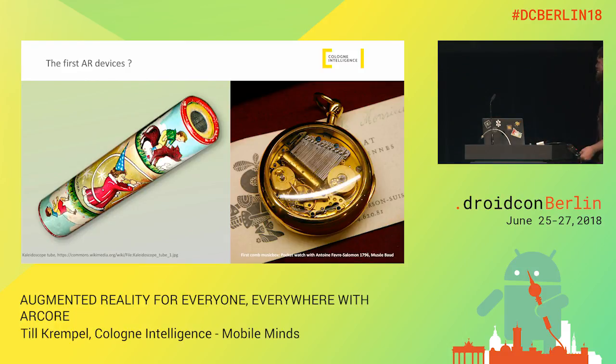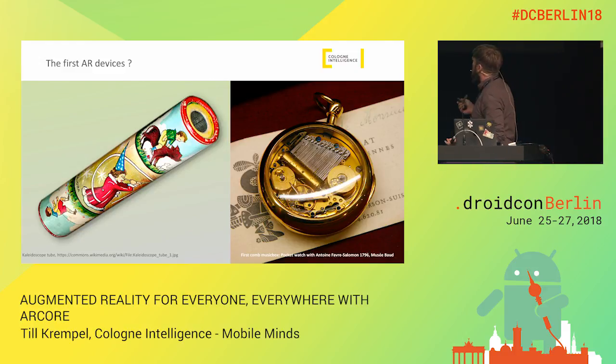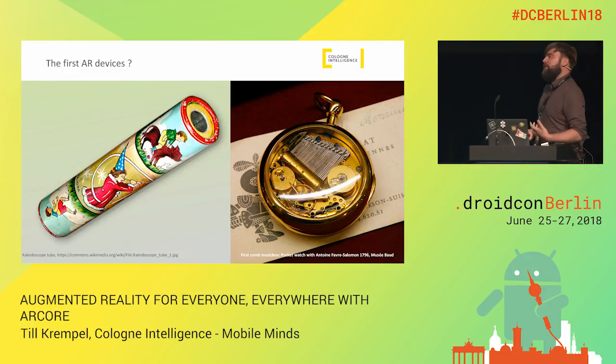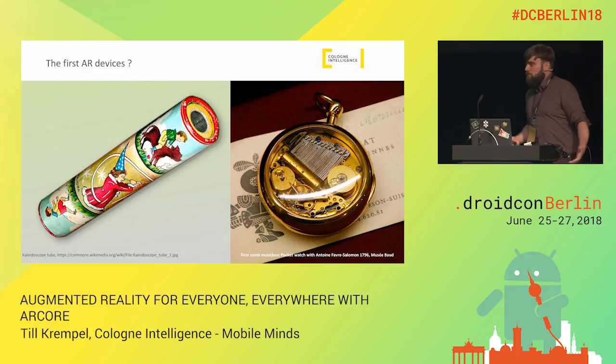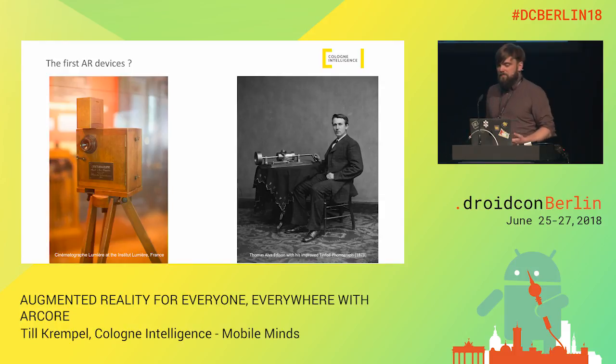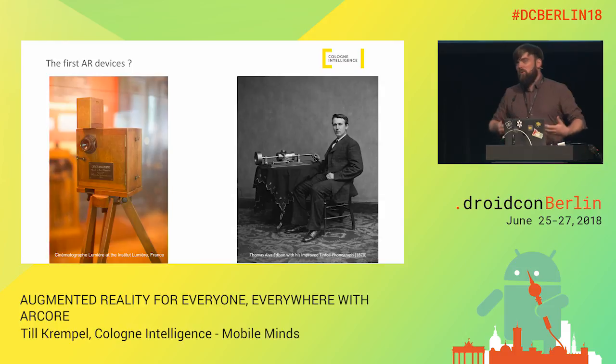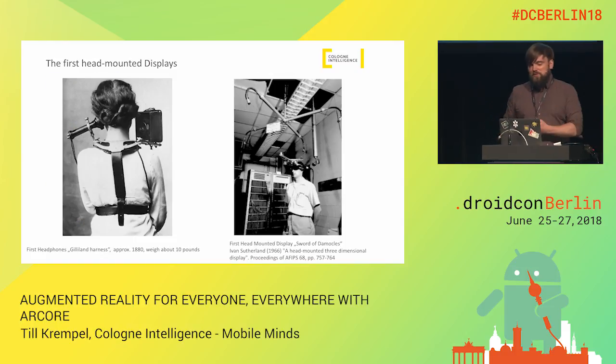If you try to find the first AR device, as such, as technology, you could go back to mechanical solutions like the kaleidoscope or the pocket watch with a music box inside. If you take the term AR a bit more generally, these are augmenting the world with more information or with optical effects. The next step would be the cinematograph or the tinfoil phonograph. The ways to project images or to record and replay sound are part of this whole evolution that took us where we are now.